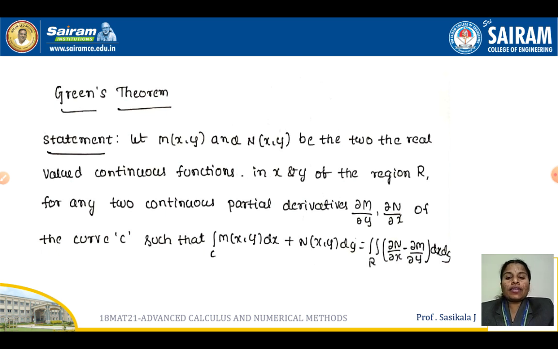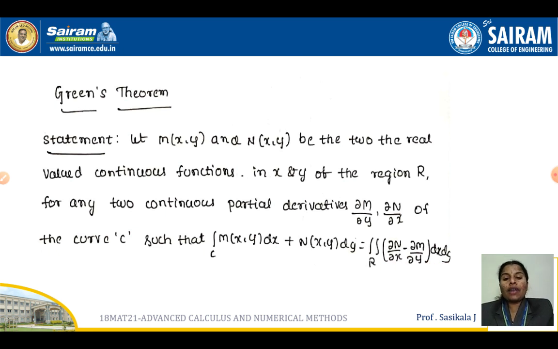If M of x comma y and N of x comma y are two real valued continuous functions in x and y of the region R, with continuous partial derivatives ∂M/∂y and ∂N/∂x, then for the curve C, the integral of M of x comma y dx plus N of x comma y dy is equal to the double integral over the region of ∂N/∂x minus ∂M/∂y into dx dy. This is the statement of Green's theorem.